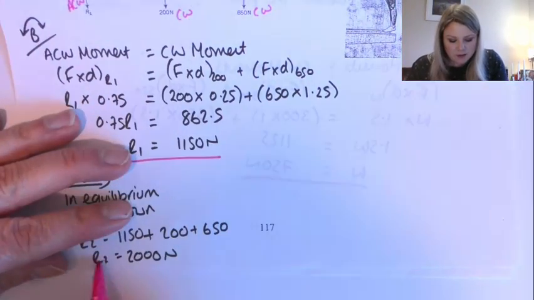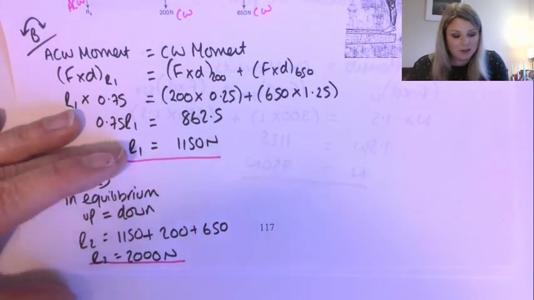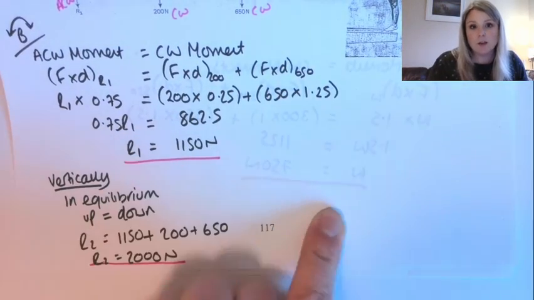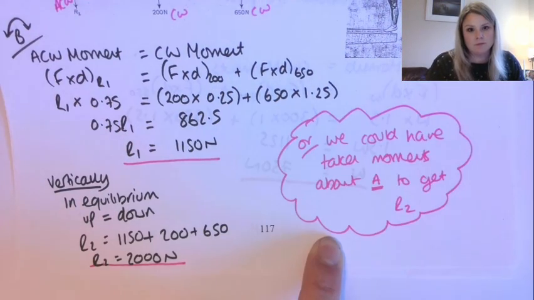Now, I do also want you to add in a wee extra note over here about the other way that we could have done that. So add that wee bit in there for me, please. So we could have taken moments about A to get R2.